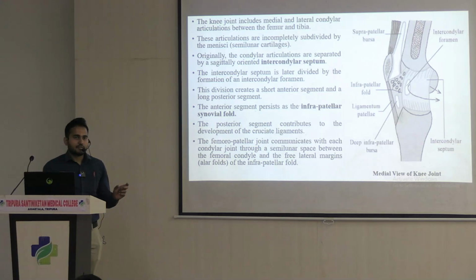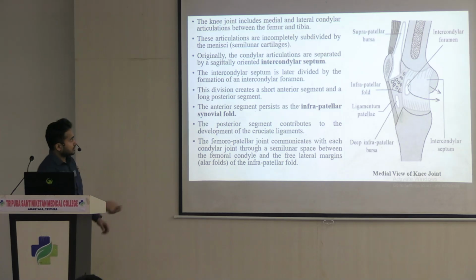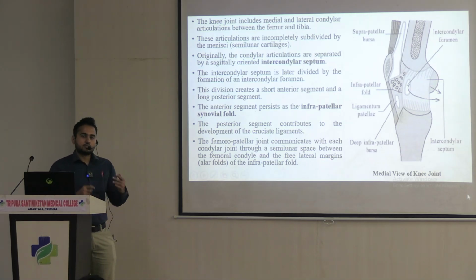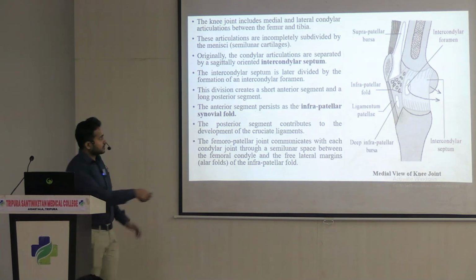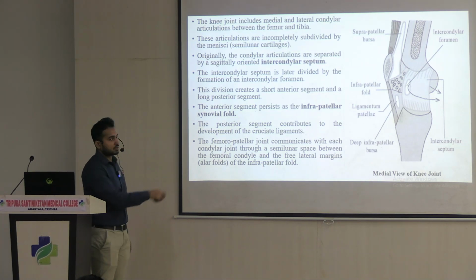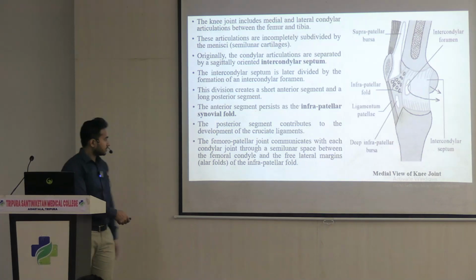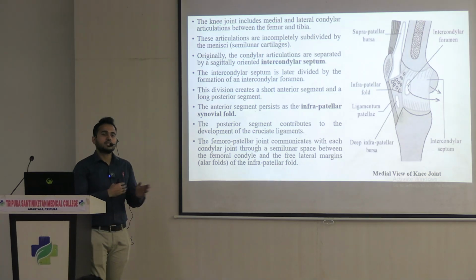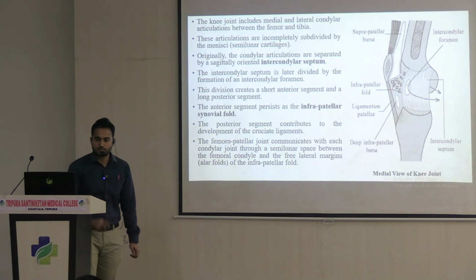Now, the femoropatellar joint, you can see, is the joint between the patella and the femur. It communicates with the condylar joint through a semilunar space between the femoral condyle and the free lateral margins of the infrapatellar fold. What does that mean? This femoropatellar articulation is communicating with the condylar joints, that means the knee joint, by a semilunar space between the femoral condyle and the free lateral margins of the infrapatellar fold. So that is the communication between the spaces of two separate articulations.